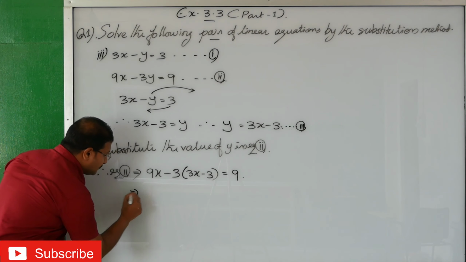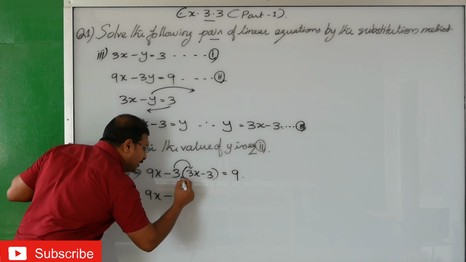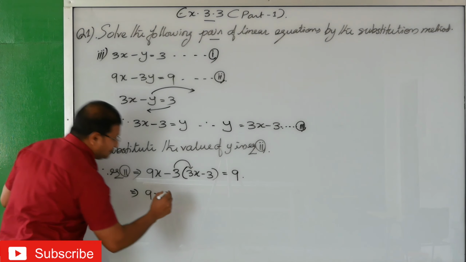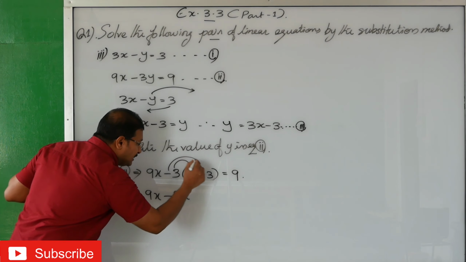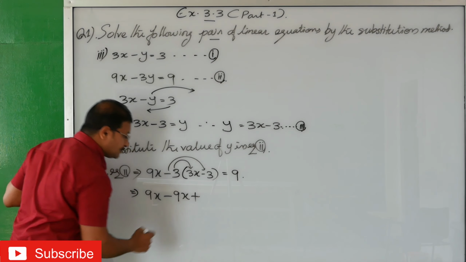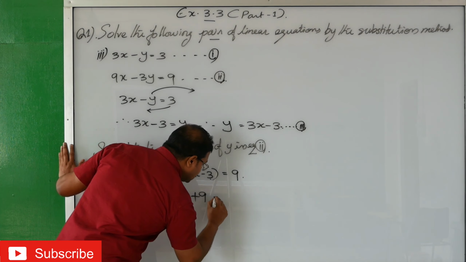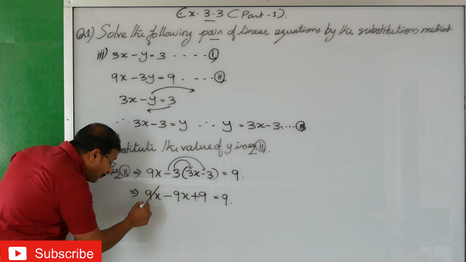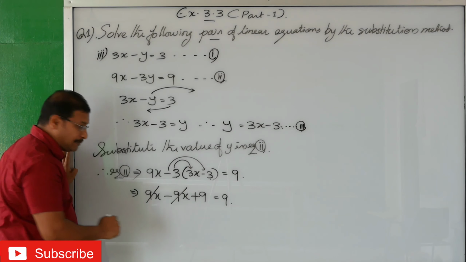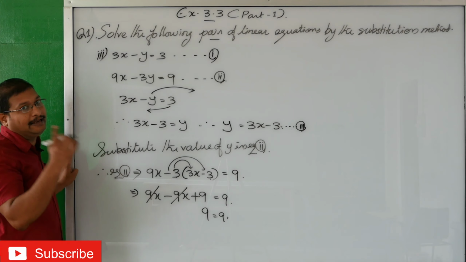This implies 9x minus, opening with the 3: 3 into 3, 9, so 3 into 3 means 9, and after that x. Now, minus into minus is plus, 3 into 3, 9. Equals 9. Now 9x plus and minus will cancel. That means you will get only 9 equals 9. See? We got it, 9 equals 9.